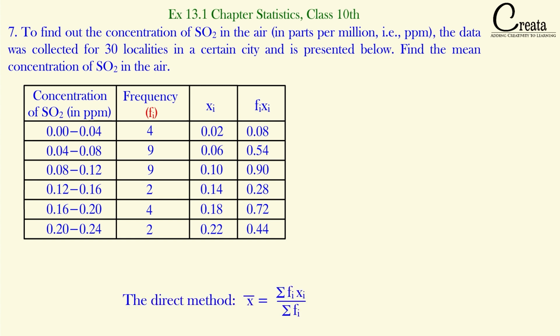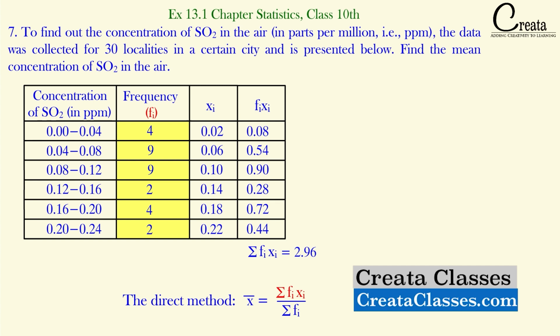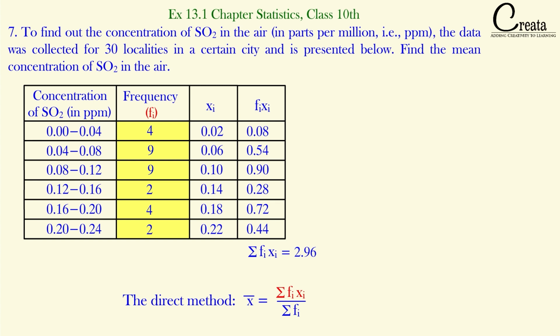Further, this is the formula of the direct mean method, in which we have to use the sum of Fi into Xi. So let's add all the values of Fi into Xi. We got 2.96. Further, let's also calculate sigma of Fi, that is the addition of all the values of Fi, which is 30. You can add, or you can also refer to the question, in which the number of localities is given as 30. So the sum of all the frequencies or the localities will be 30. Got it? No need to do the addition, just refer to the question, it will be fast.